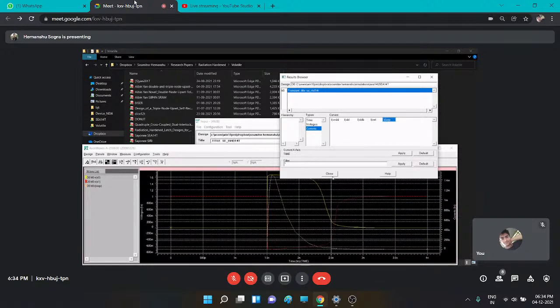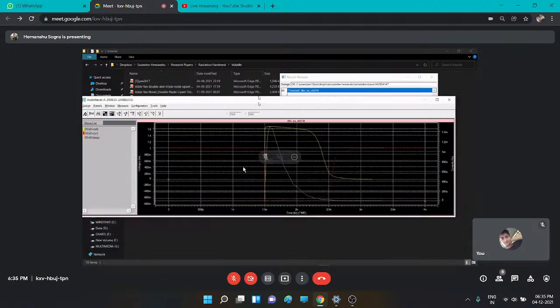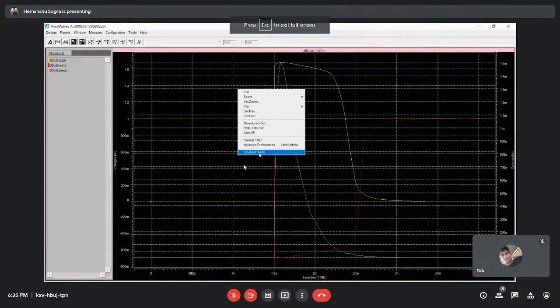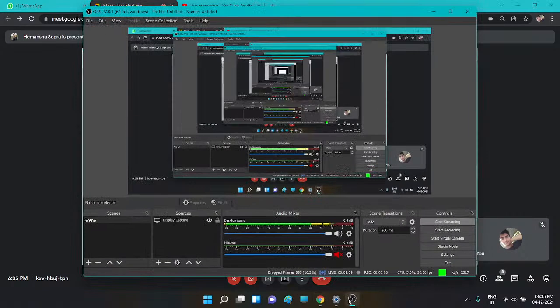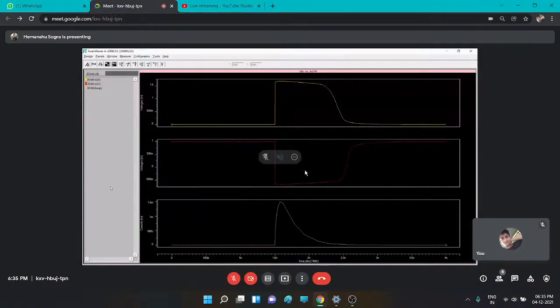So you can unstack it. Unstack it. You see this IXP, that is the current C applied. Okay. So you see, yes.